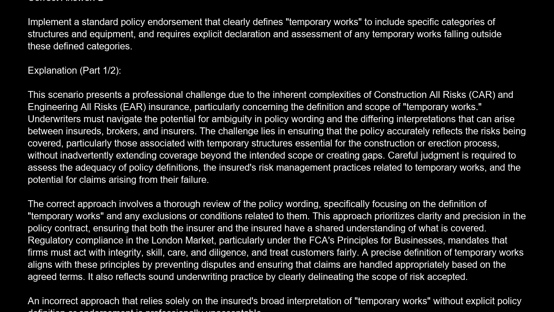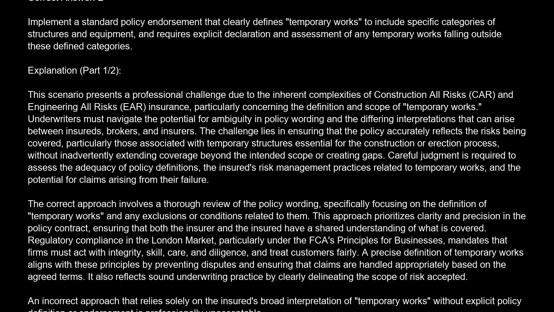Explanation. This scenario presents a professional challenge due to the inherent complexities of construction all risks (CAR) and engineering all risks (EAR) insurance, particularly concerning the definition and scope of temporary works. Underwriters must navigate the potential for ambiguity in policy wording and the differing interpretations that can arise between insureds, brokers, and insurers. The challenge lies in ensuring that the policy accurately reflects the risks being covered, particularly those associated with temporary structures essential for the construction or erection process, without inadvertently extending coverage beyond the intended scope or creating gaps.